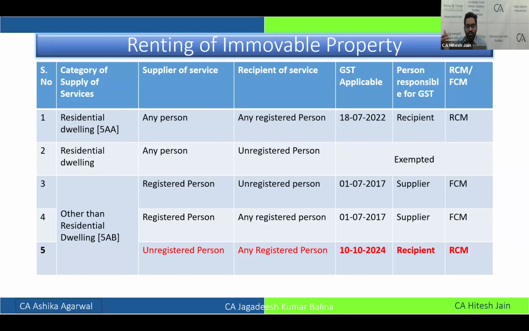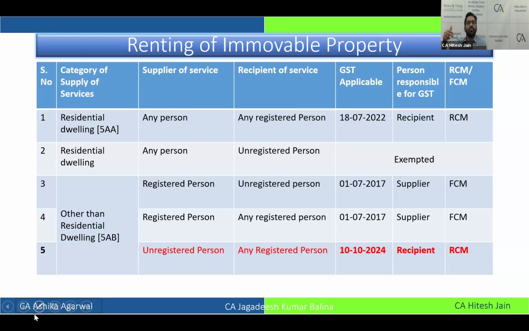To understand more in detail, we should observe this chart whereby we have categorized the supply of services into 4 parts. The first one is the renting of residential dwelling, where the supplier of service is any person, be it registered or unregistered. Recipient of service is any registered person. Then RCM was applicable on such services with effect from 18th July 2022. Prior to that, it was also exempt, but with effect from 18th July 2022, this came under the purview of RCM, whereby if you provide renting of residential dwelling to any registered person, then reverse charge becomes applicable.